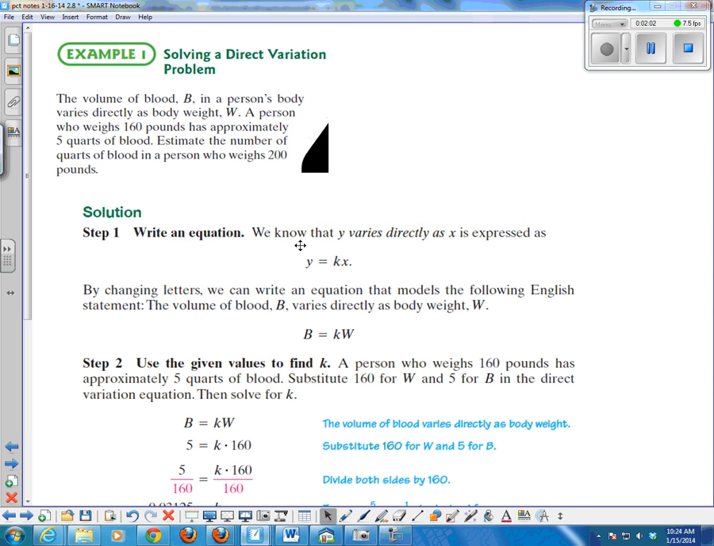Turn the page. Example 1, the volume of blood B in a person's body varies directly as weight. A person who weighs 160 pounds has approximately 5 quarts of blood. So this is the first kind of ordered pair. And you start with the equation y equals kx here, and put in 5 for x and 160 for y in order to solve for the k. Okay, so the steps below, that's what we're going to do in order to estimate the number of quarts of blood in a person who weighs 200 pounds.